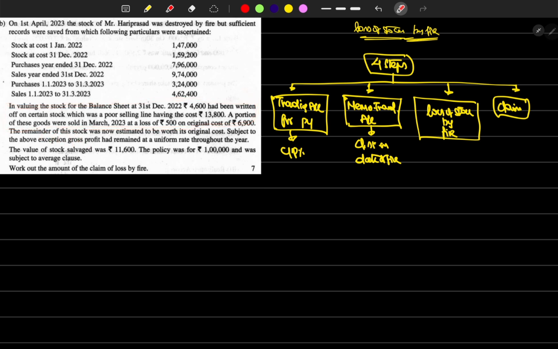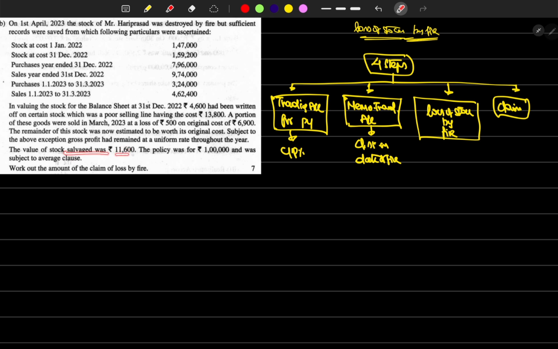Okay, the remainder of the stock was now estimated to be worth its original cost, subject to above exception. Gross profit had remained at the uniform rate. Okay, this is the exceptional item, this is the loss. Other than that, the gross profit percentage is similar for all the remaining products.